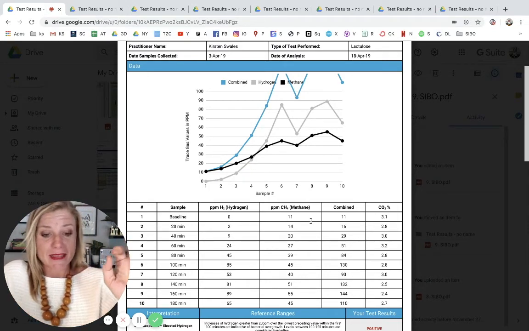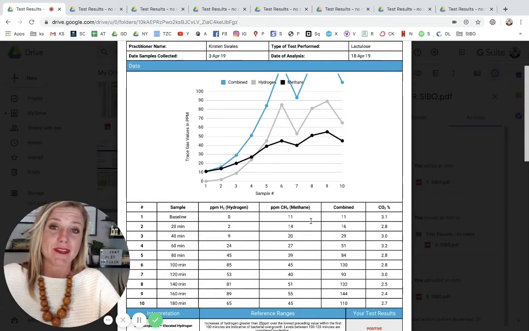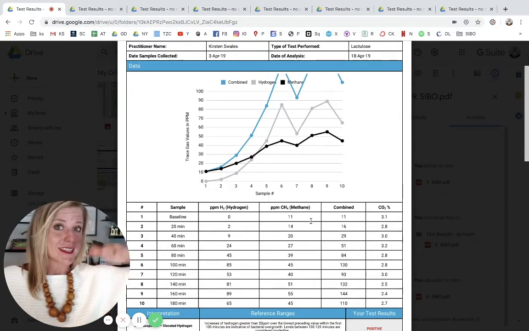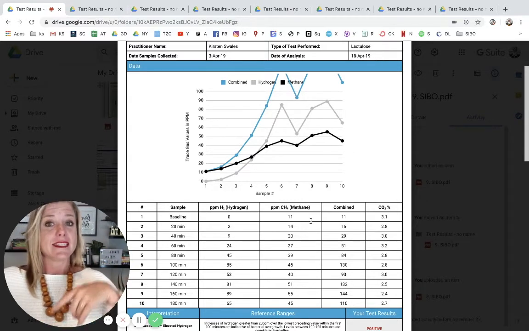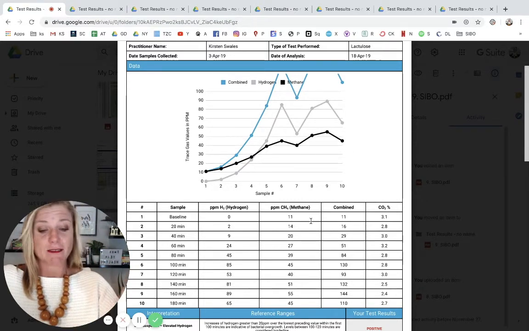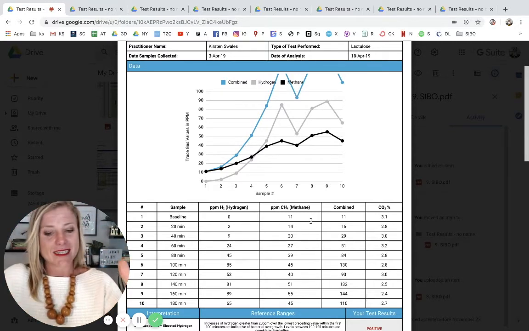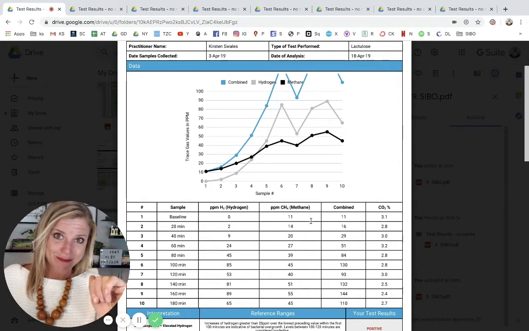Sometimes what can happen, I don't see it too often, but it can happen. So if you had really high numbers of methane and then you manage to bring them down, it can look like the hydrogen numbers increase, but it doesn't necessarily mean that the hydrogen SIBO bacteria have increased. It's just that the methanogens aren't there to eat it. So the methane one is kind of the dominating gas. So I check that one out first.